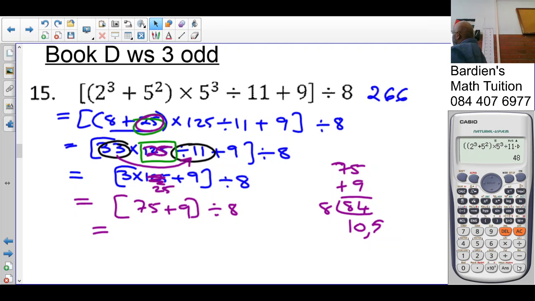48 is the answer. So it's 2 cubed, 8 plus 25 times 125 divided by 11 plus 9. Plus 9 divided by 8. So that bracket here before divided by 8, I must get to 384. 384. I'm missing something here. You can go to class, I'm just trying to show them.